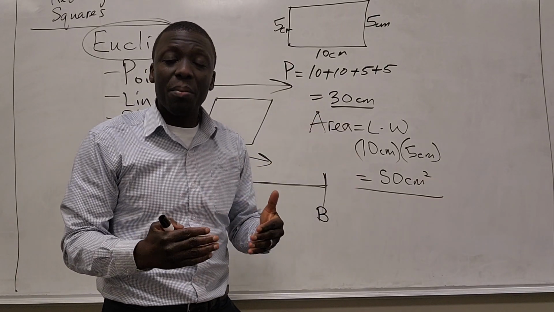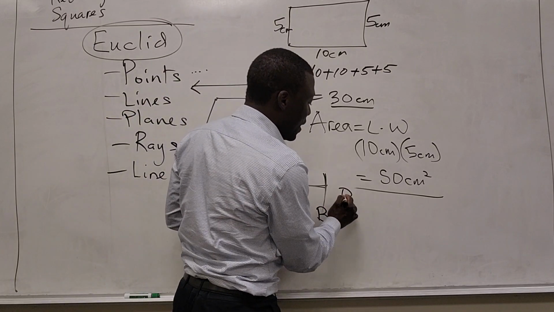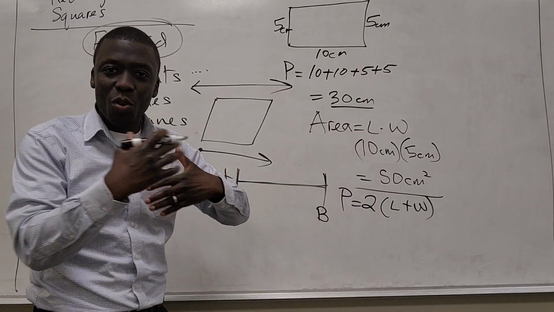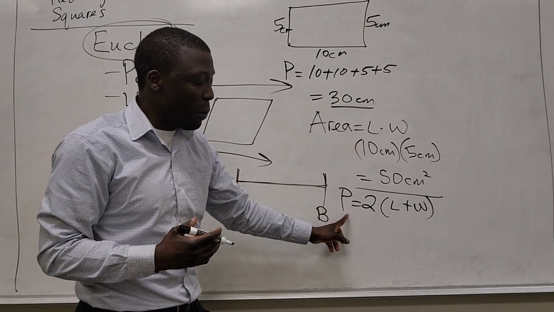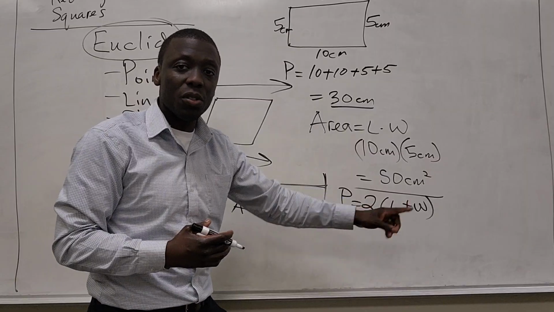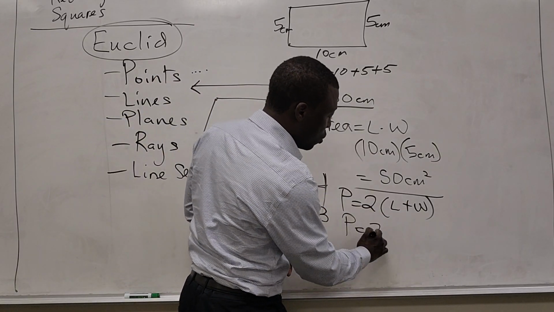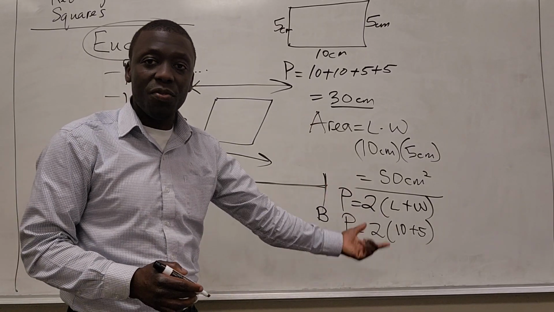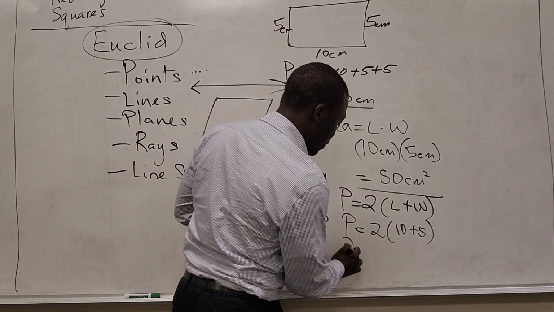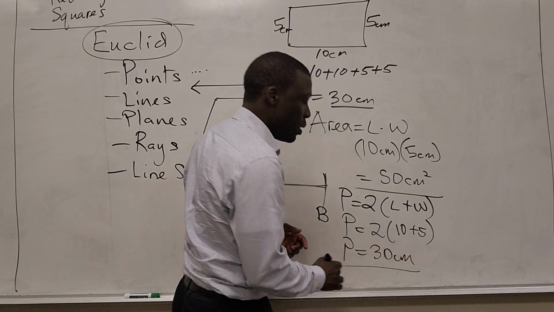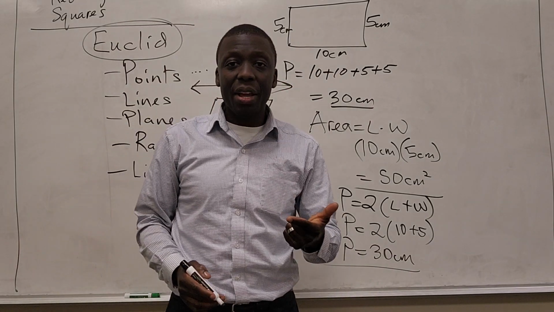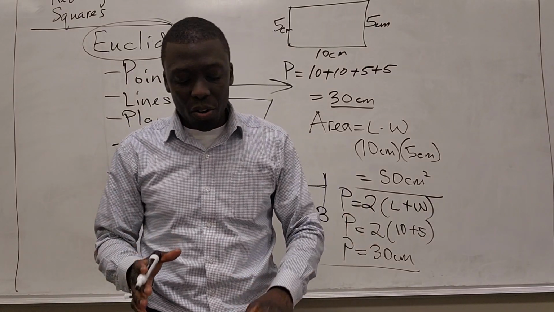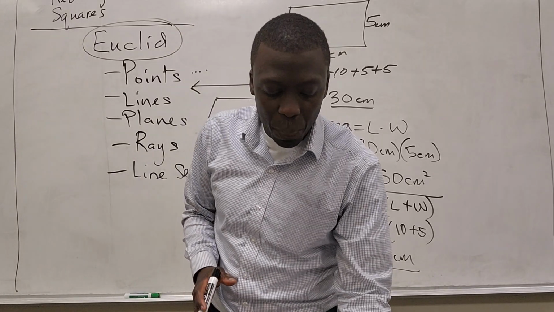But there's a formula for perimeter that will make our work much easier. P is equal to 2 times length plus width. Feel free to pause this video and digest any of this as we go. But the perimeter of a shape is 2 times the length plus the width. So P is equal to 2 times 10 plus 5. What's 10 plus 5? 15. 15 times 2 is 30. So that's the perimeter of the shape. We know what the area is, and now we know what the perimeter of the shape is. This is the beginning of our understanding of geometry, or plane geometry.